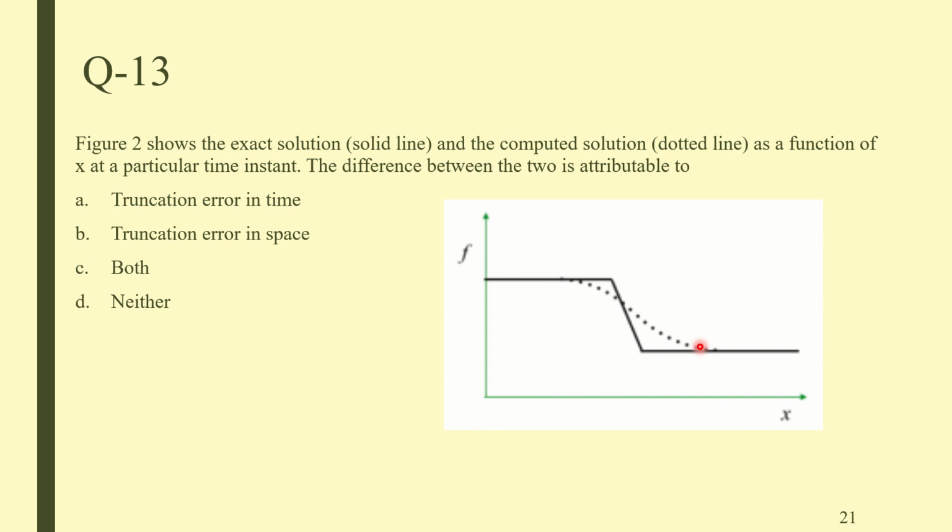So here there is some delay as well as some change in values across position. So there is truncation error in time as well as truncation error in space. So both is the right answer, that is option C is the right answer. So we'll go to question 14.